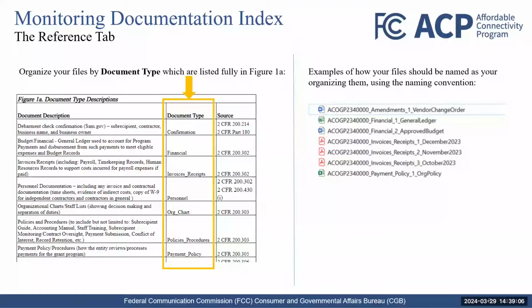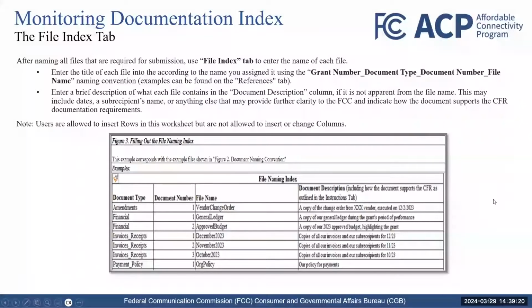After saving all of the monitoring documentation following the naming convention, recipients will enter the documentation information into the index, which is in the 3rd tab provided in the workbook. The document type information is also preloaded as a drop-down menu in the index. Additionally, recipients will include a document description to the index to provide context for the information submitted. Please note that you can always add additional rows to this Excel worksheet just as you would for any Excel document. However, please do not add any columns to this document.